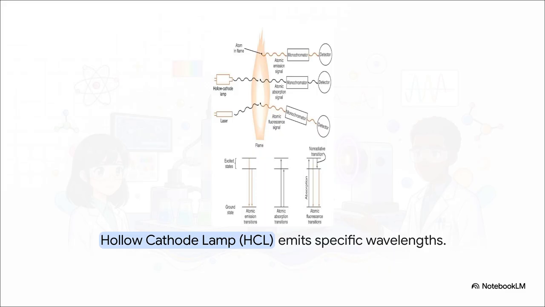The hollow cathode lamp, or HCL, is the absolute standard workhorse in conventional AAS. Now, here's what's so cool about it. To find a specific metal, let's say lead, you actually use a lamp that contains a cathode made out of lead. When you energize it, it emits the exact sharp, characteristic wavelengths that ground-state lead atoms will absorb. It's basically a perfectly matched tuning fork for your target element.